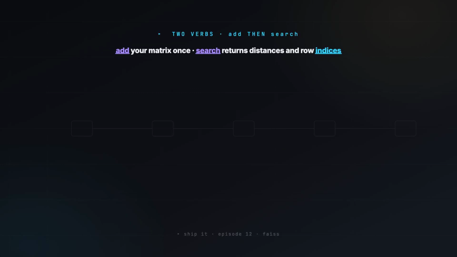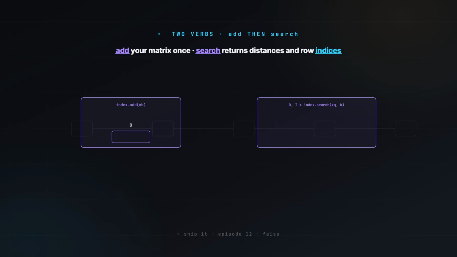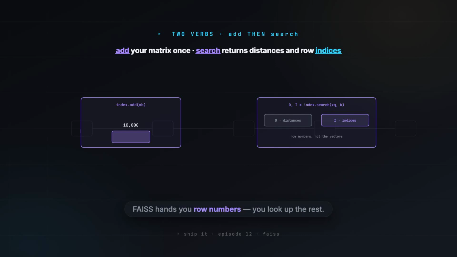The shape of the API is two verbs. You add your whole matrix of vectors once. That's the index built. Then you search with a batch of queries and a number k, and you get back two arrays, the distances to the k nearest, and the indices of which stored vectors those were. Indices, not the vectors themselves. FAISS hands you row numbers and you look up the rest.